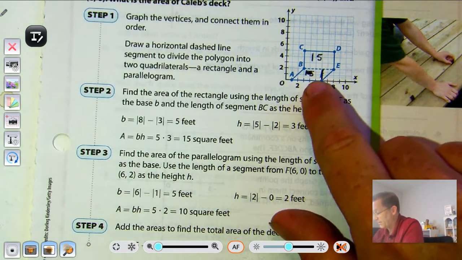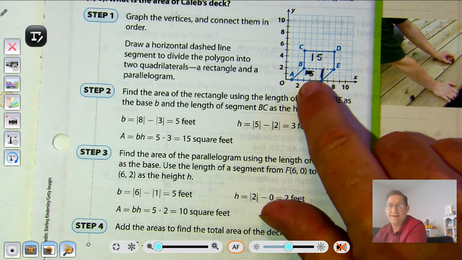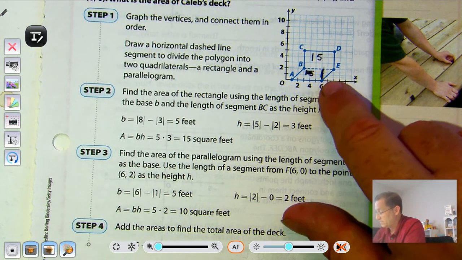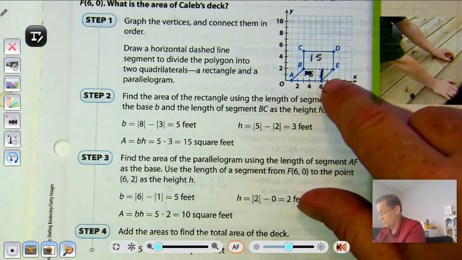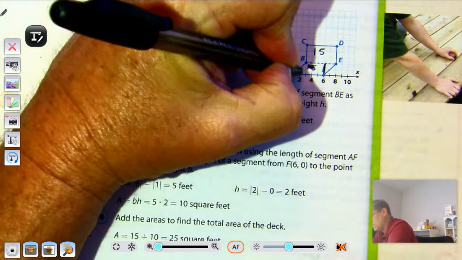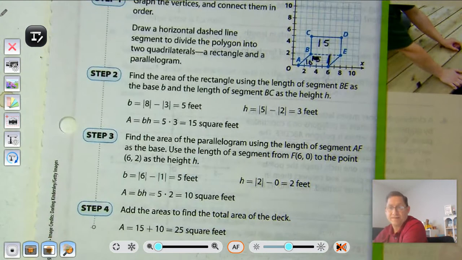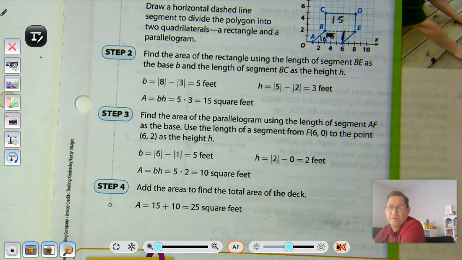I could use this point here. I could use this point. Anything that would be the height of the parallelogram. So we see that 2 take away 0 would be 2 feet. So 5 times 2, 10. So the parallelogram is 10 square feet. So we add those together, 10 plus 15, we get 25 square feet.